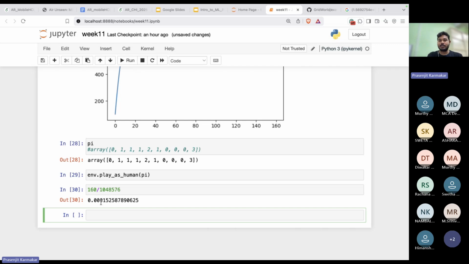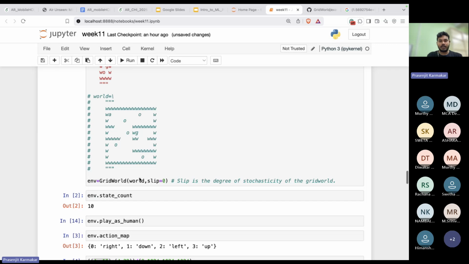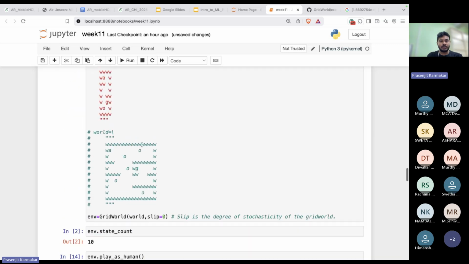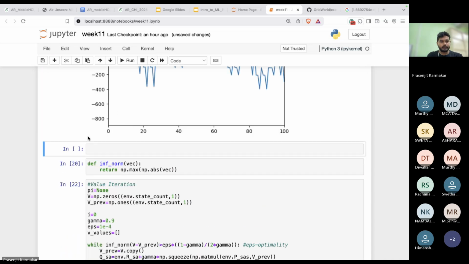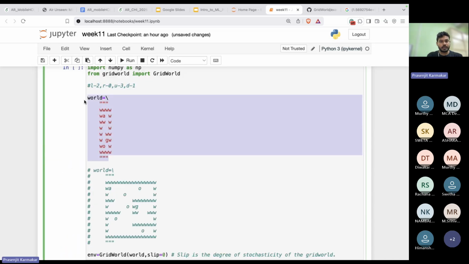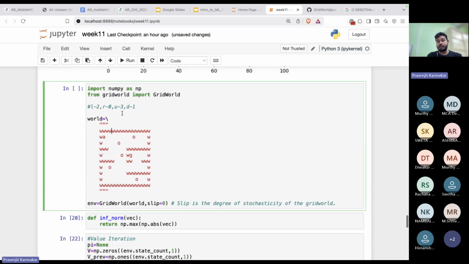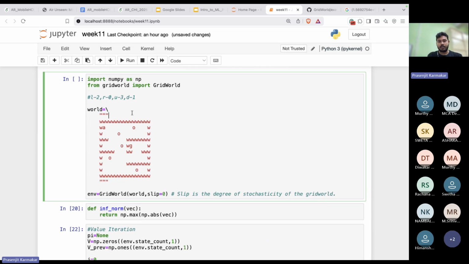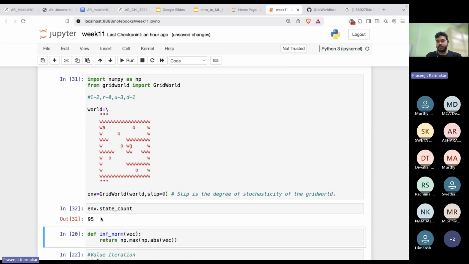Now with this, can we solve a 96 state environment, right? Let's go with something that we cannot even solve with the previous algorithm. So what is the world? This was the world, right? Let's copy it, paste it here, remove this. Yeah, this is the 96 state environment. No, sorry, 95 state environment. Now I can see the number of states here. State count 95.